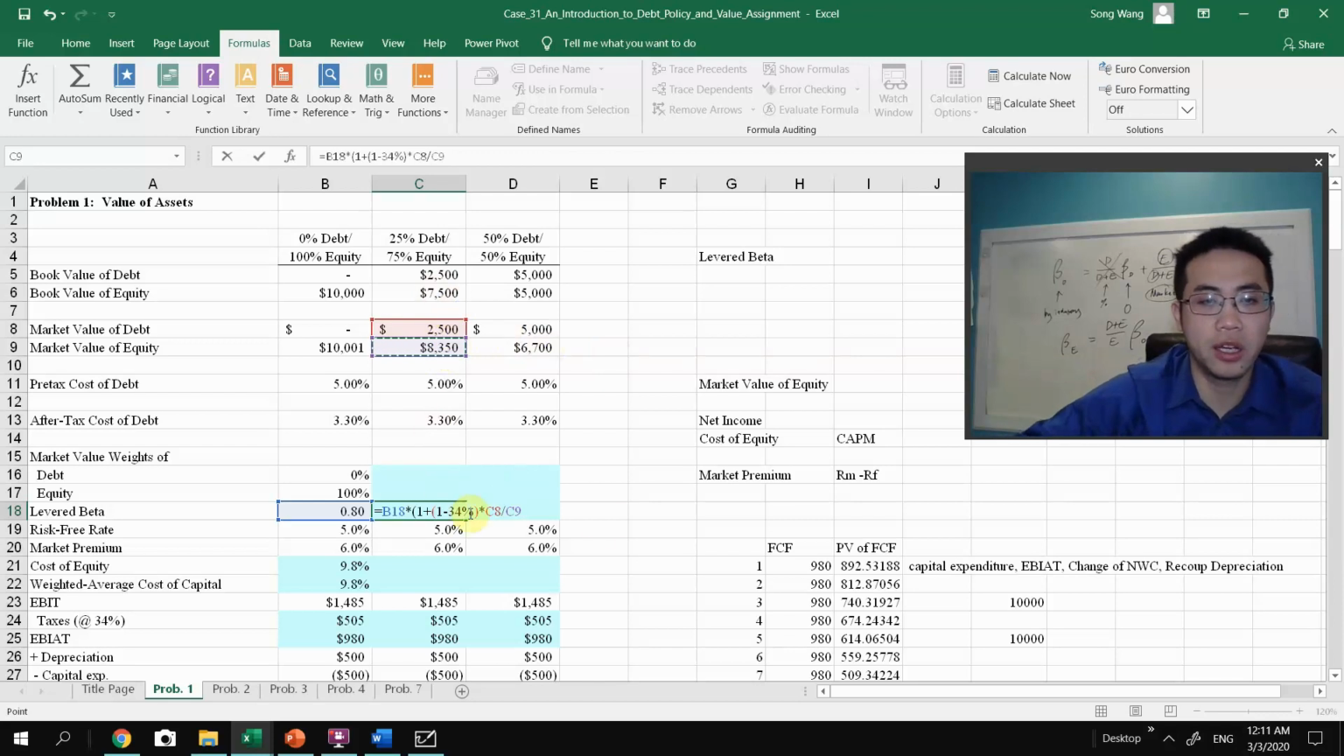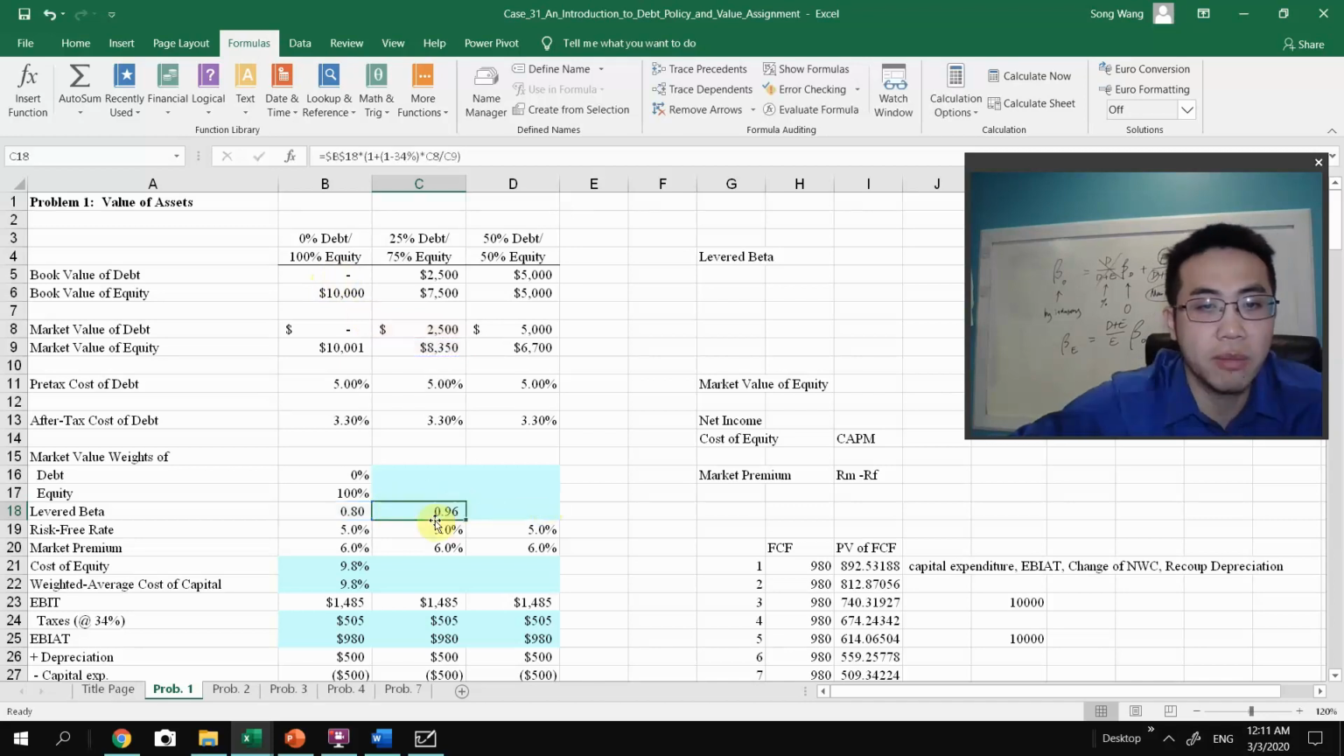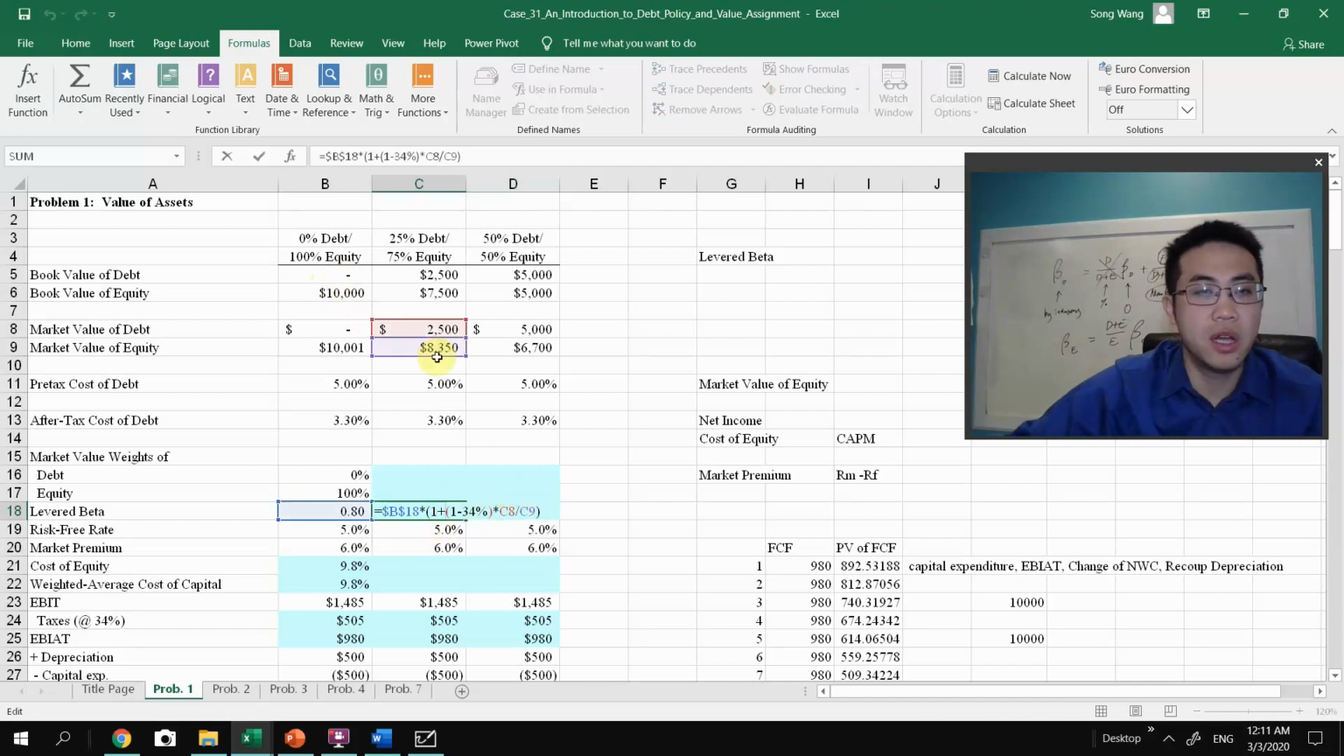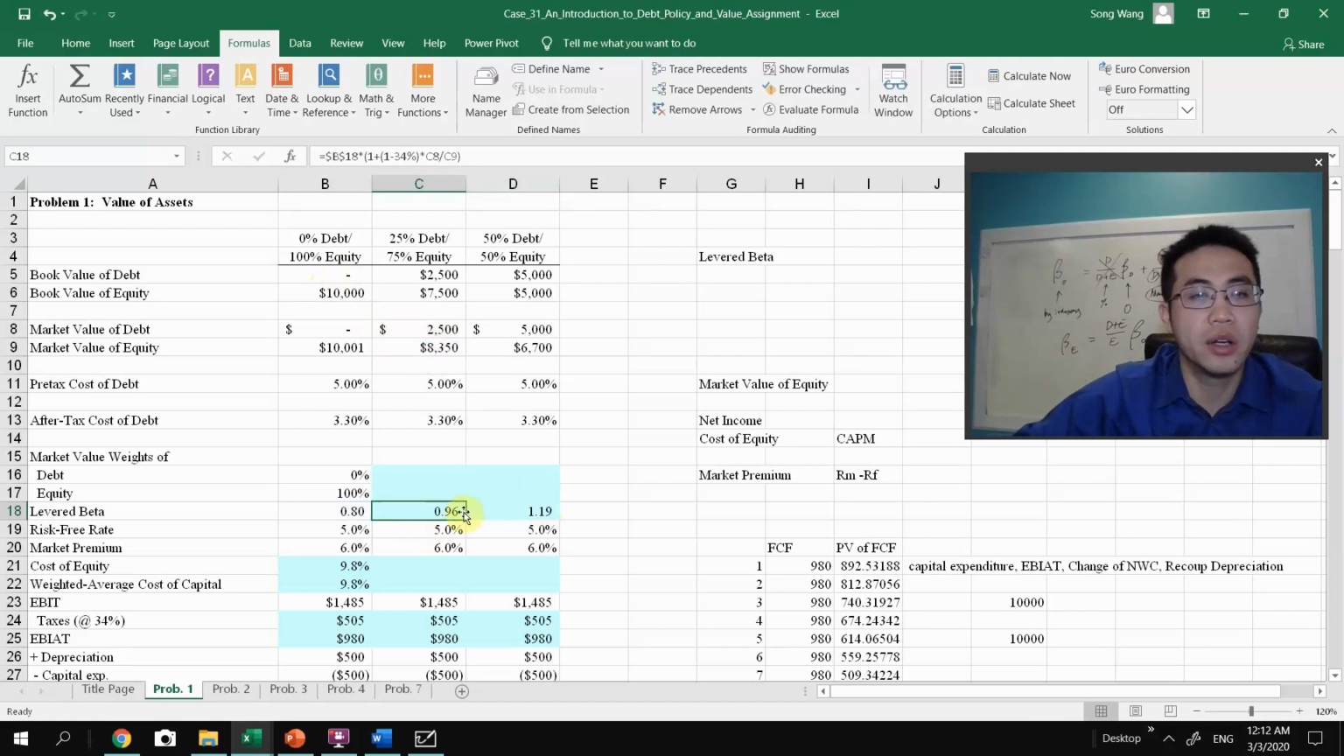Since I will drag it all the way to the right, I will keep using this unlevered beta when you have 0% debt. So I will lock this B18 for 0.8, the unlevered. So I just need to complete that parenthesis, and then I drag it all the way to the right. So this is how I write the formula for the levered beta. So right here you get a 0.69, right here you get a 1.19.